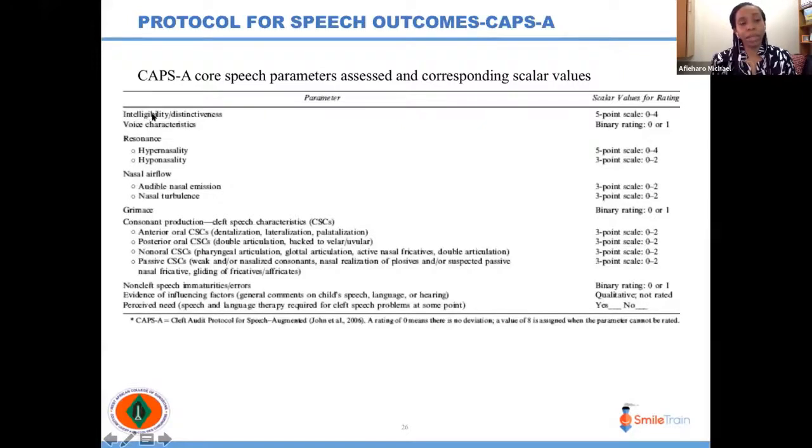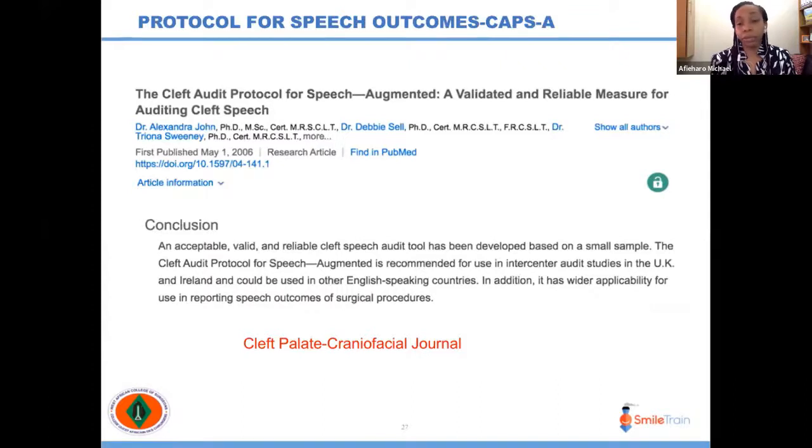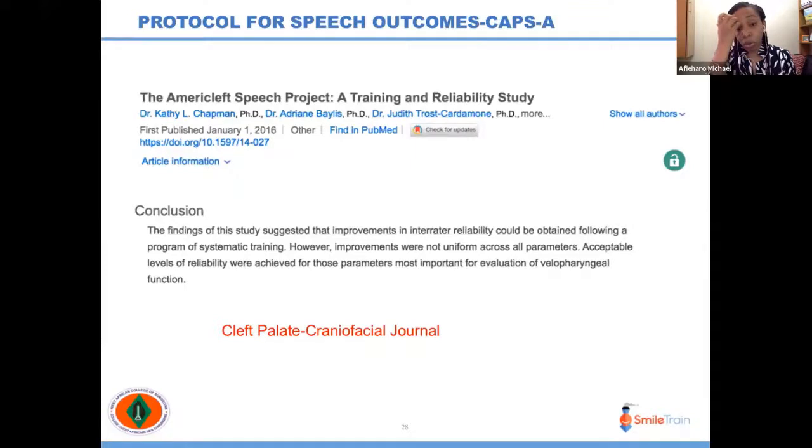They looked at the score as intelligibility, voice characteristics, resonance, hypernasality or hyponasality, the presence of nasal airflow, and the quality of the grimace or consonant production. And this CAPS-A score has been adopted, and it's a valid and reliable measure for use in English-speaking countries. However, it's been used also in America, and in using the CAPS-A score, the American Speech Project found that they needed to modify it based on some consonants in their clime.